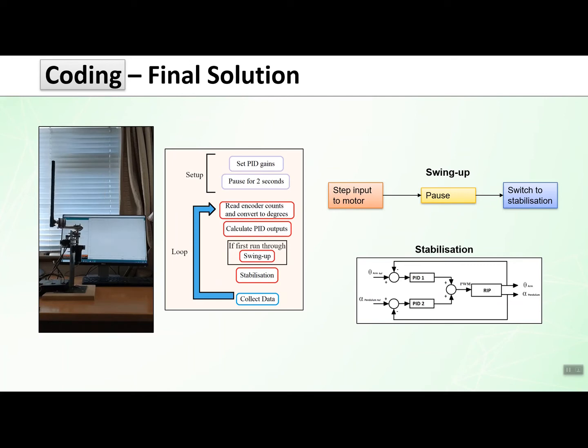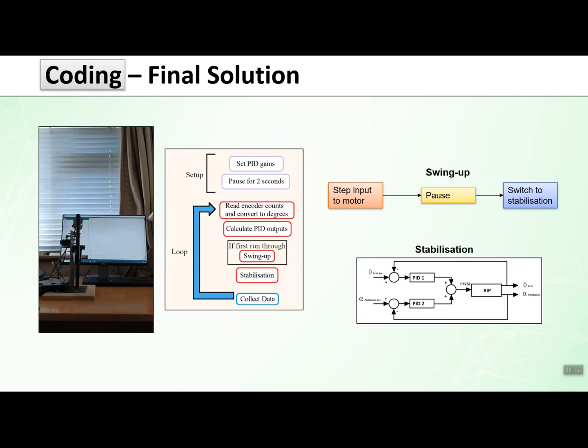Into the loop part of the code then, the pendulum angle and arm angles are measured, and the stabilisation controller output is calculated, and a voltage is outputted to the motor. After collecting data, the cycle repeats. The swing up controller is only run on the first run through of the code.